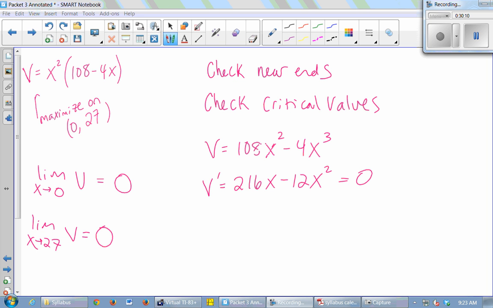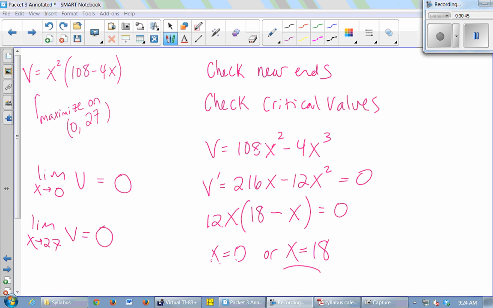What do I do? Factor out an x. And a 12, okay. What's 216 divided by 12? 18. Minus x. Did I do that right? Yeah. Okay. So either x equals 0 or x equals 18.